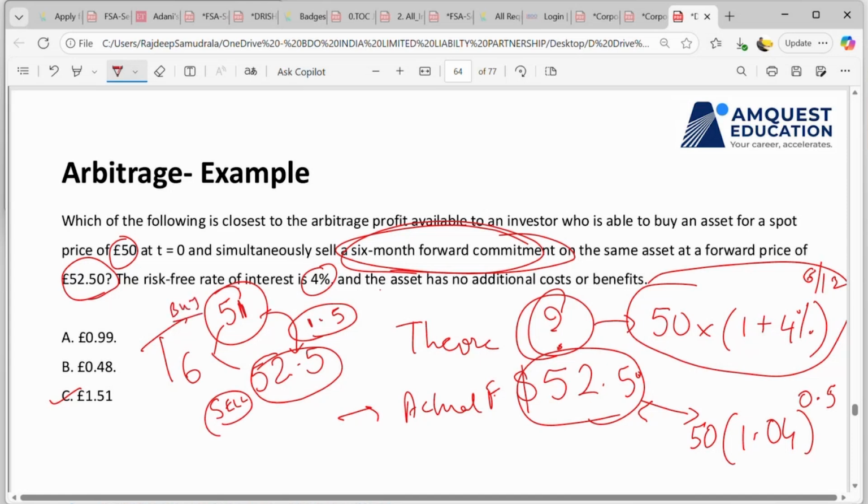So what I'll do, I will buy shares at 50. I'll take a loan, buy the share and sell a forward. After 6 months, the forward will give me 52.5 and I use that money to pay my bank loan of 51. I've invested no money from my pocket. I'm earning a cool $1.5. Is that clear? Yes, sir.